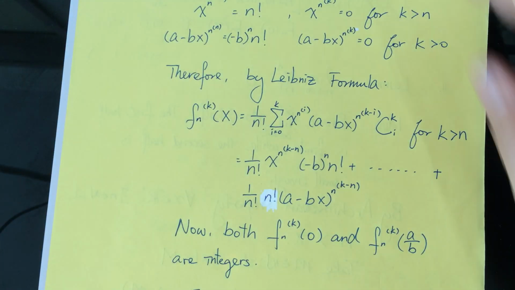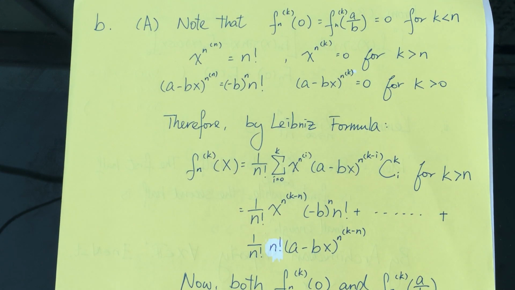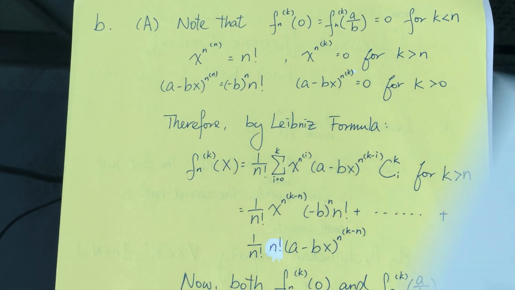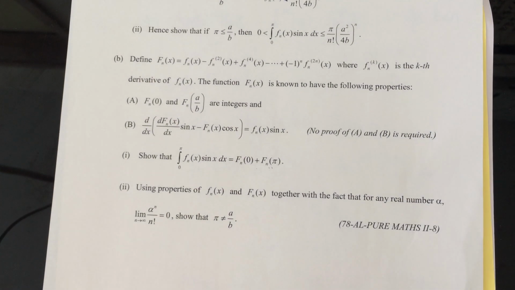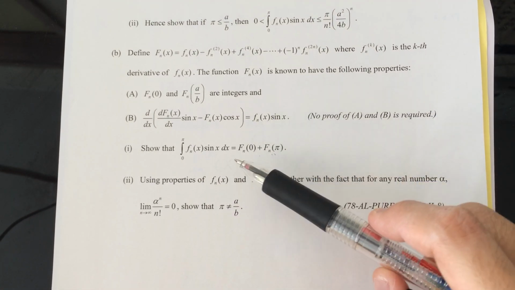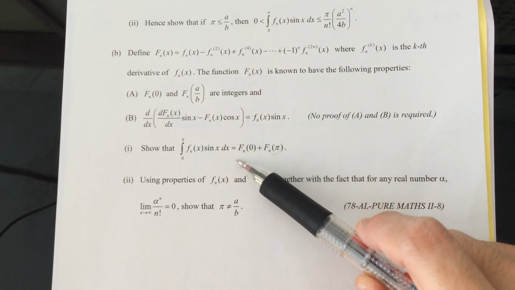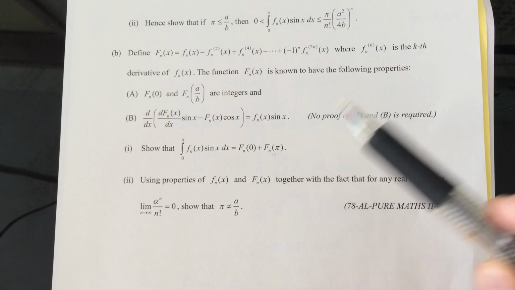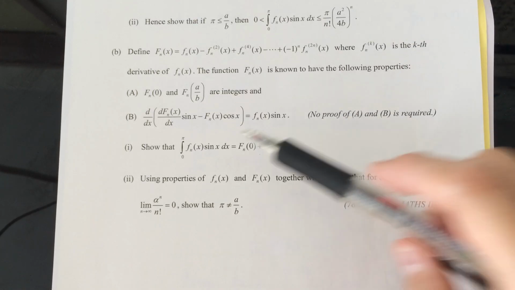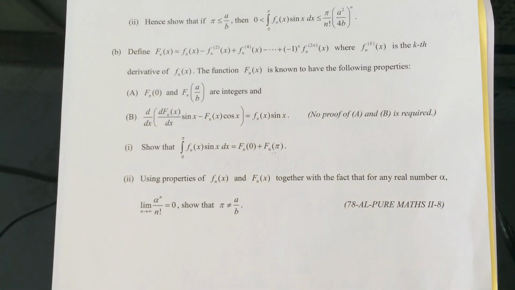Okay, so the inequality is proved. Let's move on to part B. Part B, the original question, is simpler. They just ask you to use condition A and condition B and construct this part. Well, this part is an integer if pi is a over b. For me, I will prove part A and part B for you.